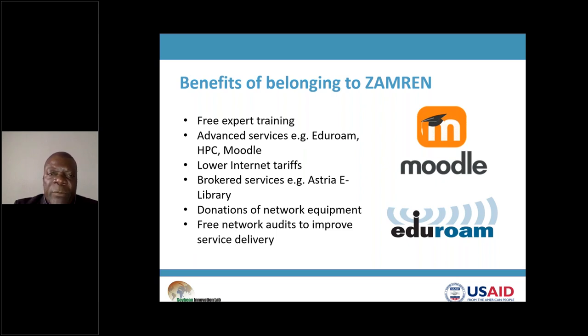Lower internet tariffs, which we are providing currently. We also have brokered services like the Astria e-library, and donations of equipment. Once we receive this equipment, we also give it out to these member institutions. We also offer free workshops and network audits to improve our service delivery.